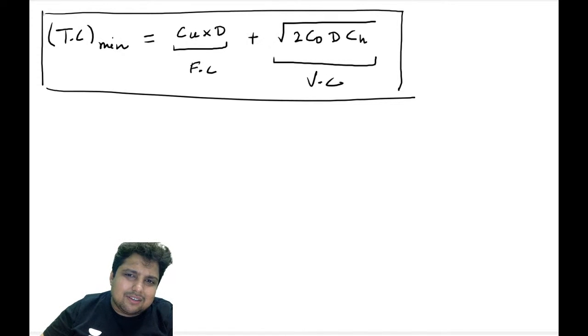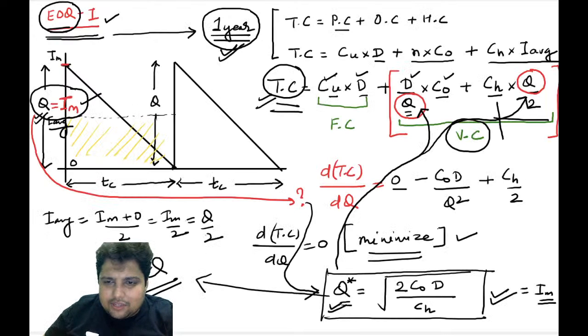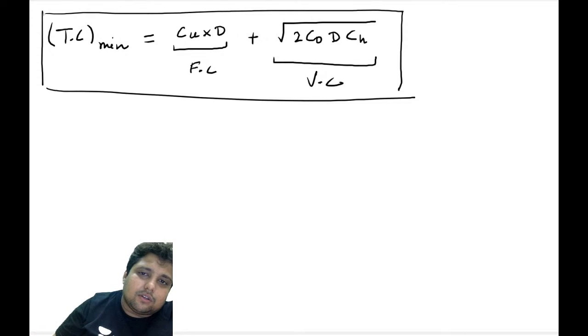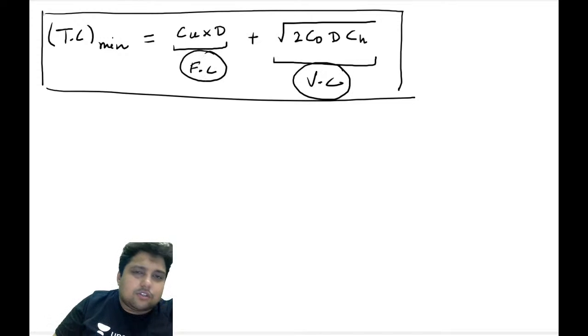Divide by CH. Why will I divide it by CH? What are you asking, Ashwin? CH is in the division part here. When I placed Q here, then solving this entire formula, I got this formula: root over 2c naught dch. This is the variable part. This is the fixed part. Just note it down, guys.